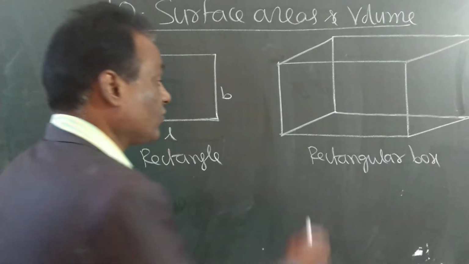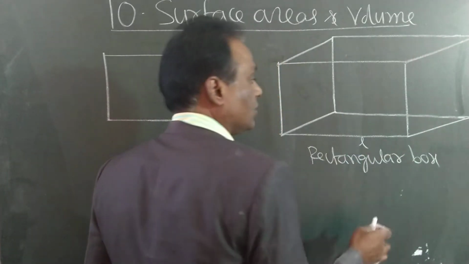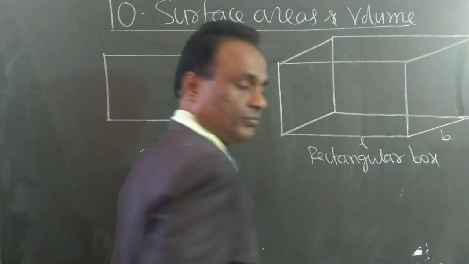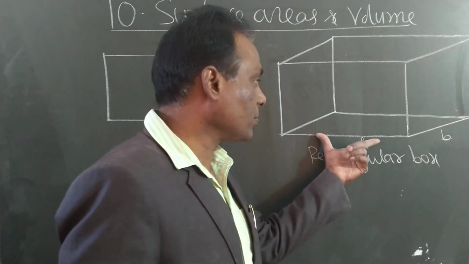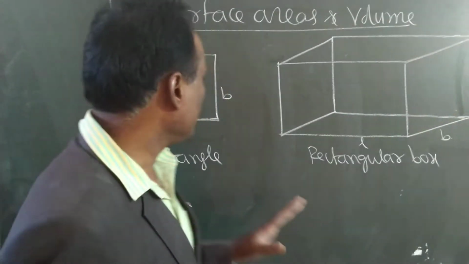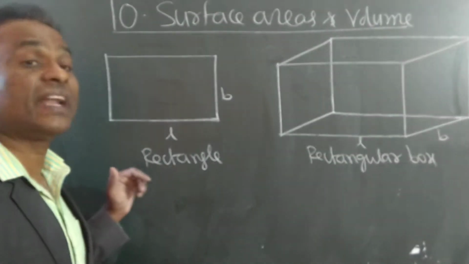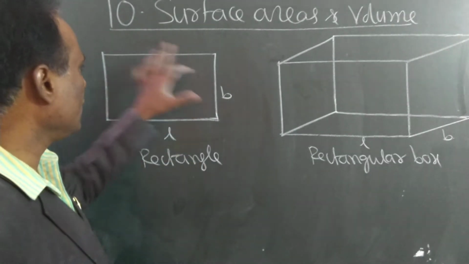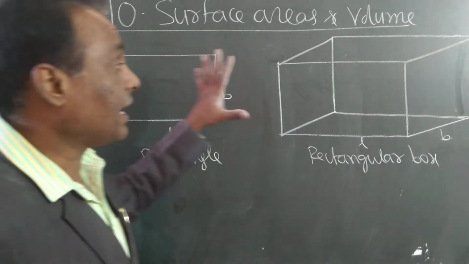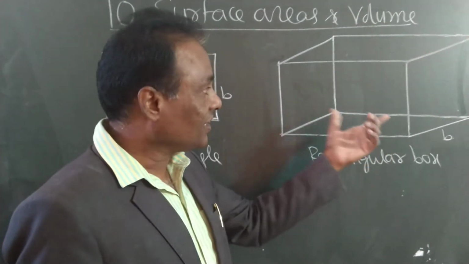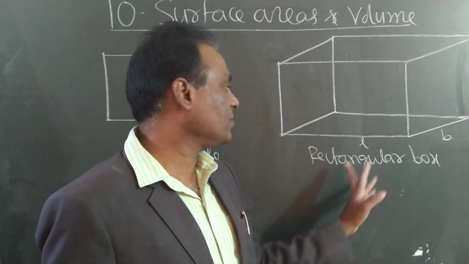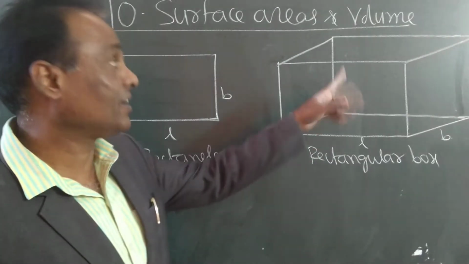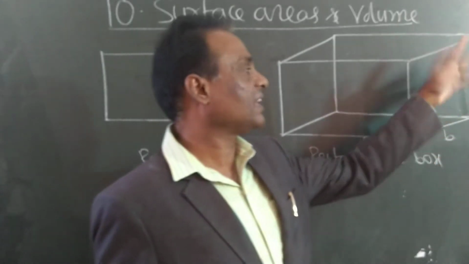The difference: this measurement is length, this will have some width here, and this is called height. So it will have three measurements: length, breadth and height. This is called a 2D figure. It will have two dimensions, length and breadth. When thickness is also added, like the box, this type of diagram is called a 3D figure, a three-dimensional diagram, with length, breadth and height.